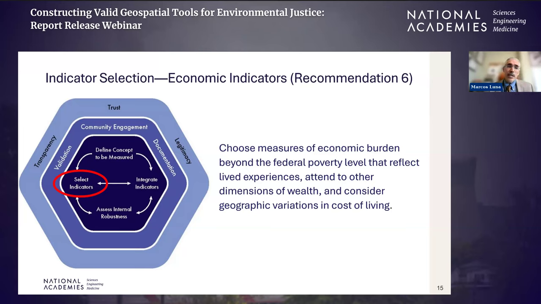A third issue is that there may be significant economic variation within the same community, and these differences or disparities may be hidden when aggregated at the level of, say, a census tract. One approach to deal with this issue is to consider measures of income inequality, such as a Gini coefficient, which can measure economic inequality within communities or census tracts. Next slide, please.